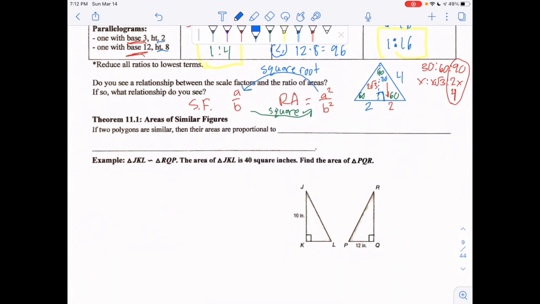So the theorem here that we just discovered: if two polygons are similar, then the areas are proportional to the square of the scale factor. Okay, boom.